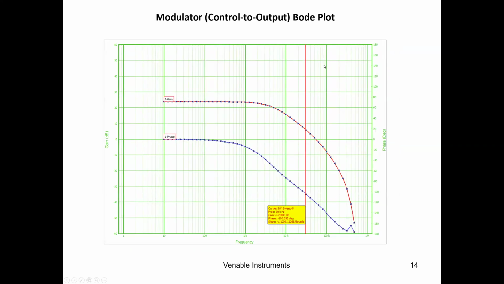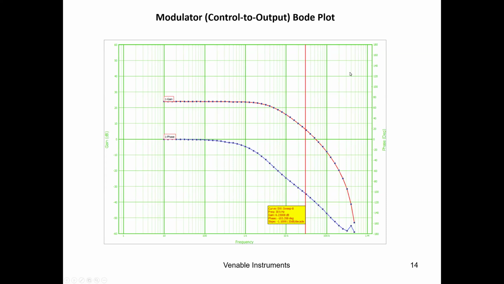Next, here's our modulator controlled output Bode plot. I'm measuring from the comp pin to the output of the power supply. This is a peak current mode control type power supply, so the roll off is about one slope, or 20 dB per decade.